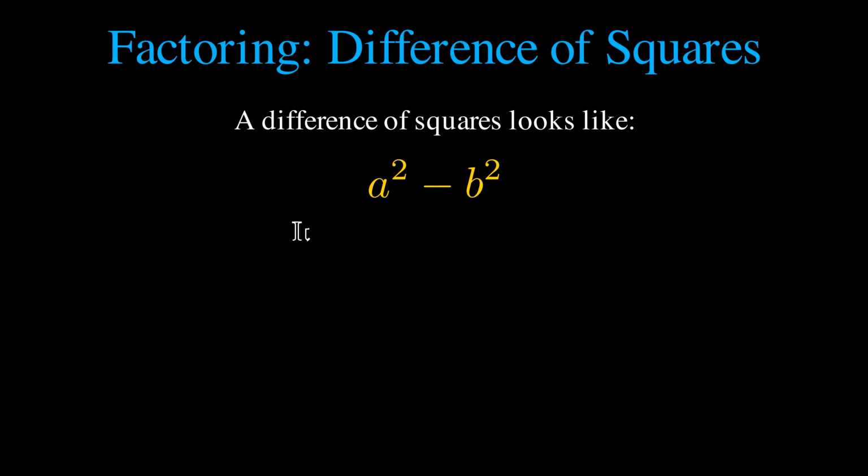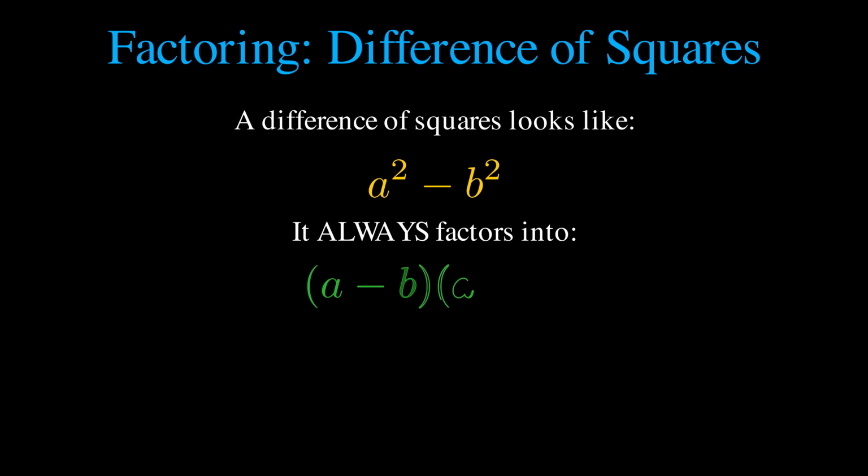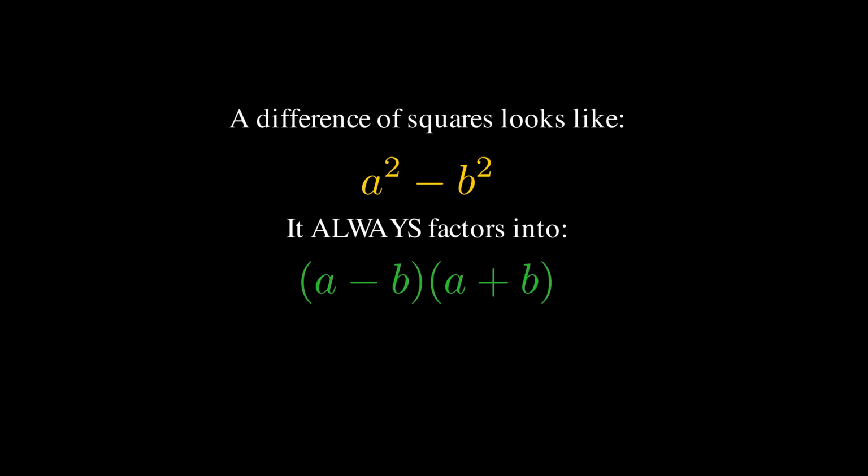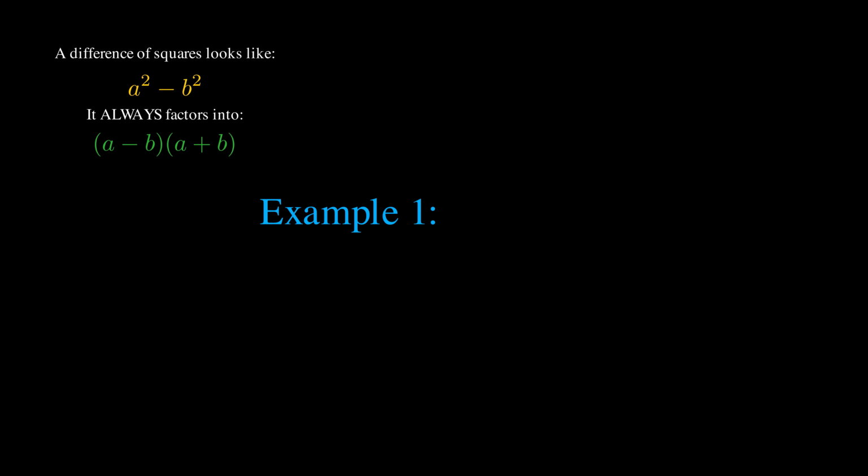A difference of squares always follows the same pattern. If you have a squared minus b squared, it factors into a minus b times a plus b. This rule never changes.